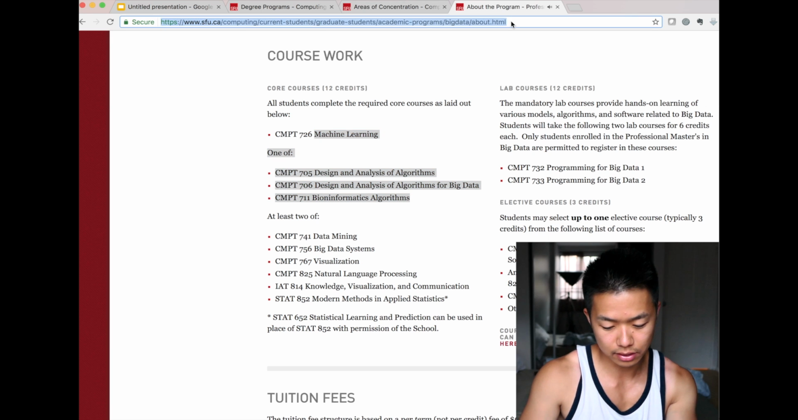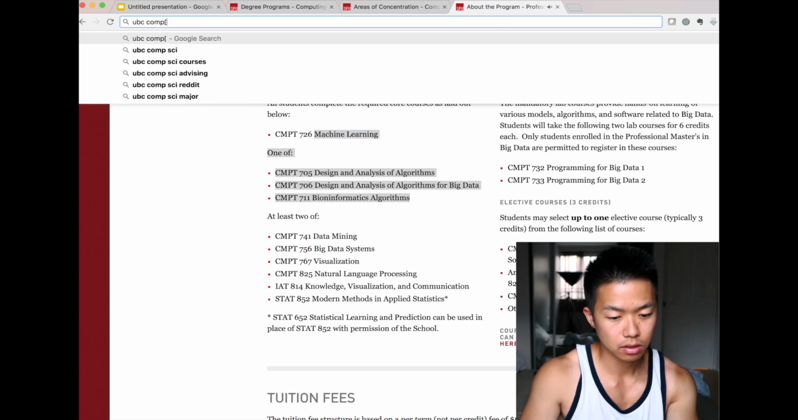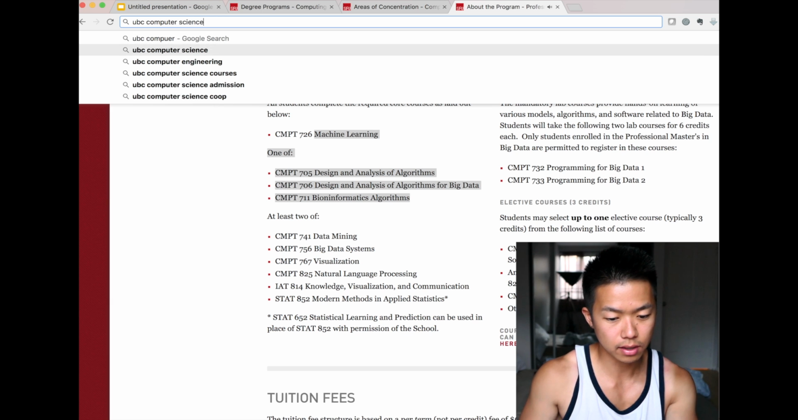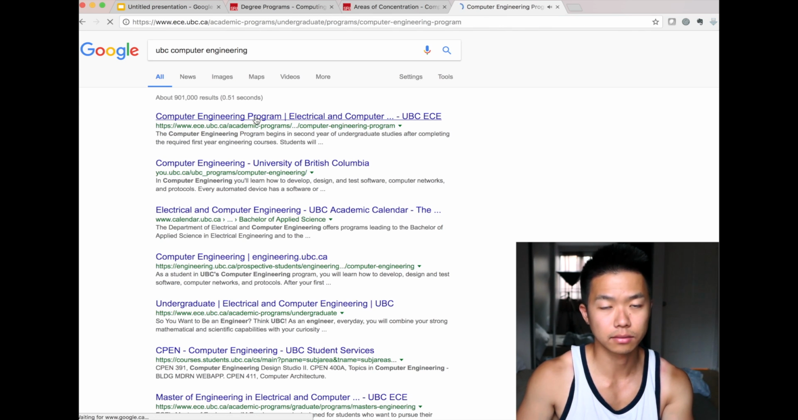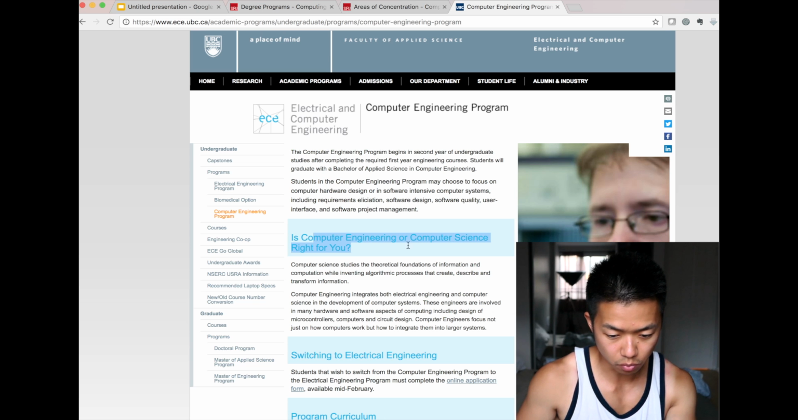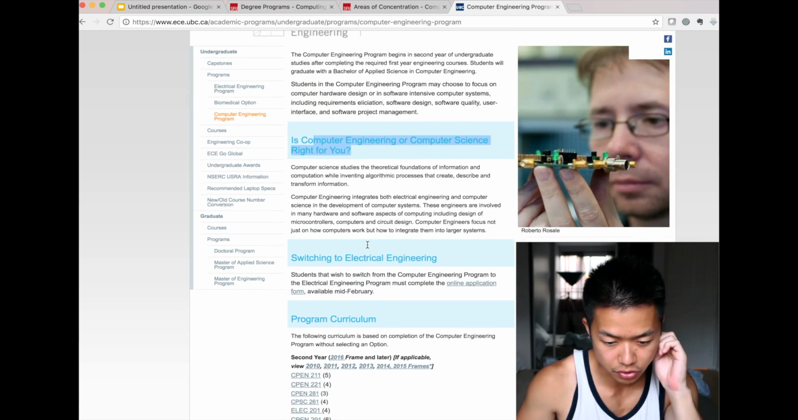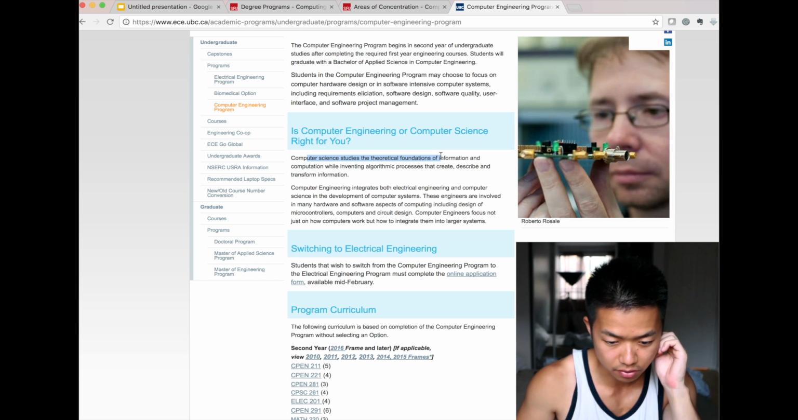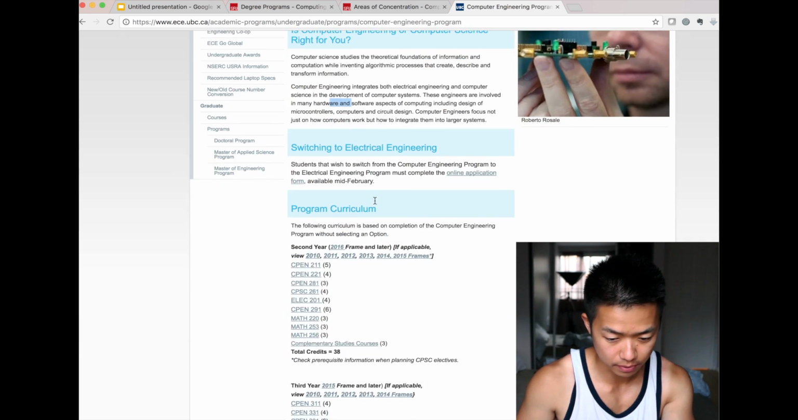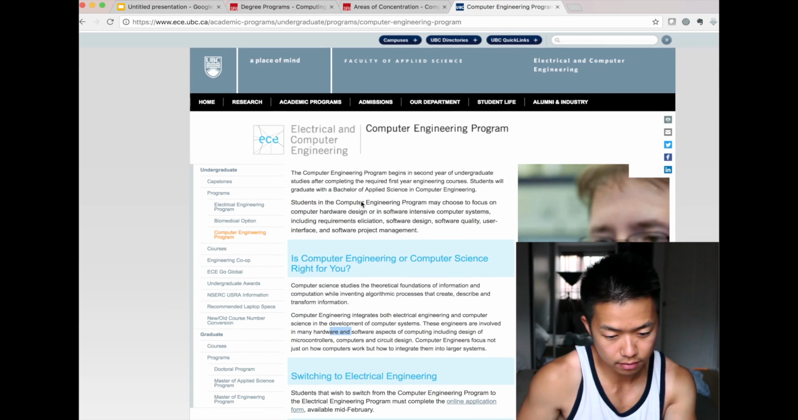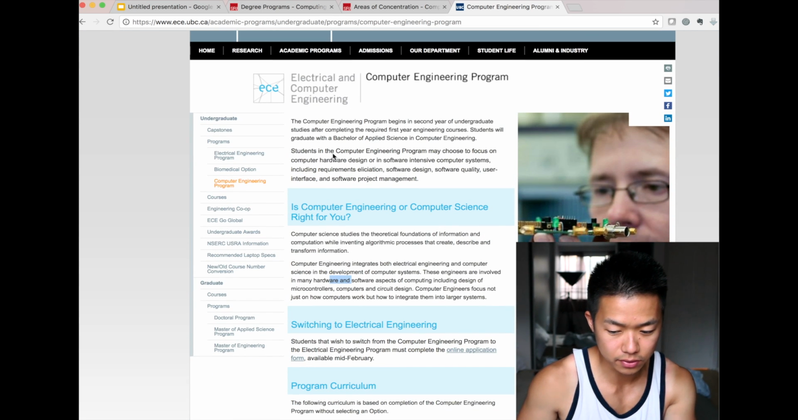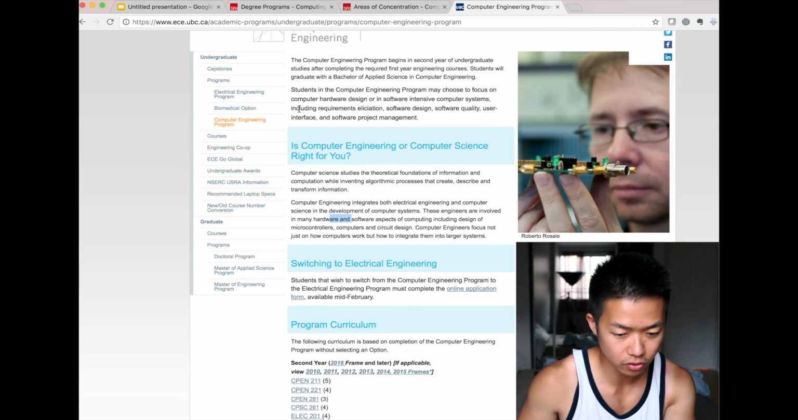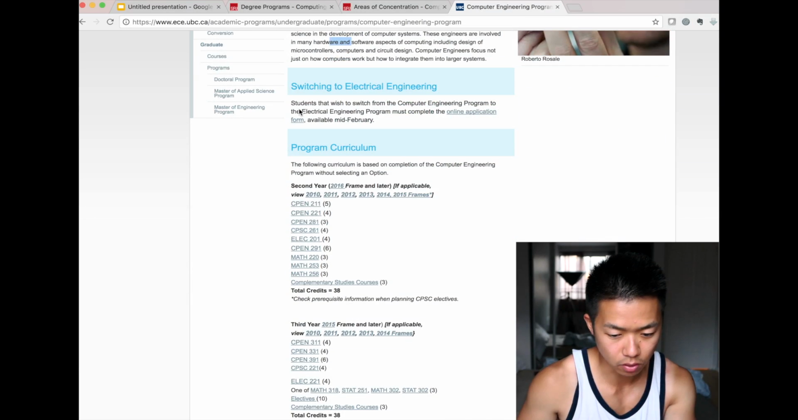Alright? So same thing in UBC, computer engineering and science. Let's take a quick look at it. They have two streams, computer science and computer engineering. Computer science studies theoretical information. Computer engineering integrates both electrical engineering, a little bit of hardware and circuits, and software aspects, right? I didn't want to go to UBC because they required me to study physics. This is a chipset, like an embedded system. I didn't want to deal with anything like electric circuits or hardware, so I didn't take computer engineering.